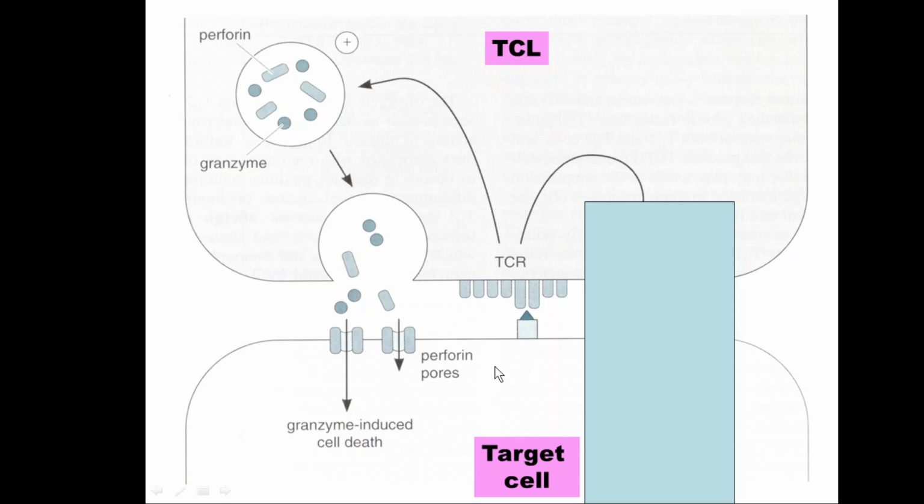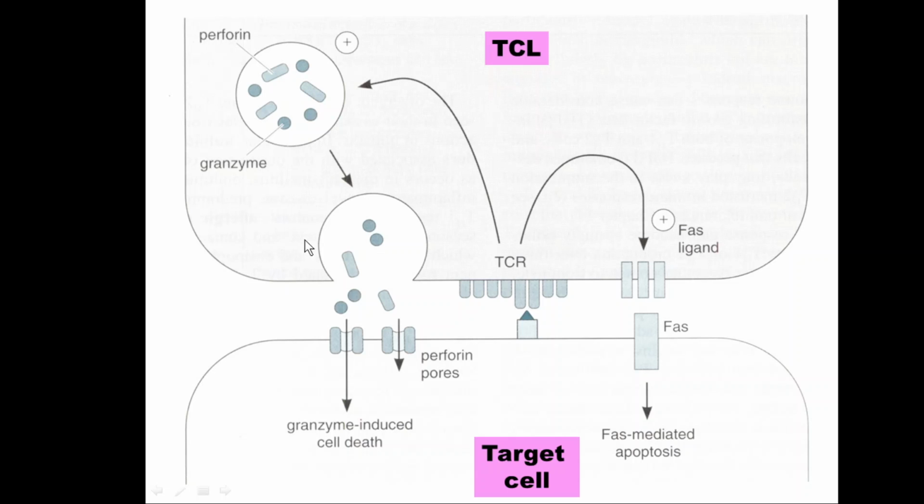And we know that when the cytotoxic T cell gets activated, it will release some cytokines in the name of interleukin 4, 5, and 10. These cytokines will cause the release of perforin and granzyme. The death will occur via two processes. Perforin will create pores, and granzyme will enter into the cell and cause granzyme-induced cell death.